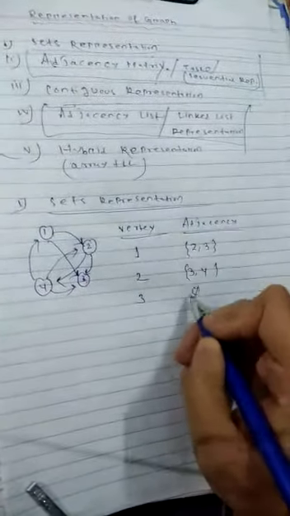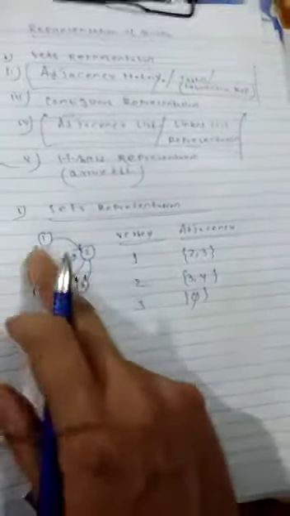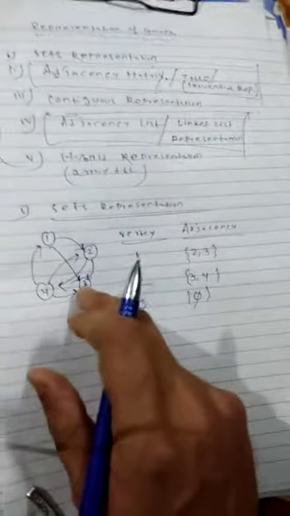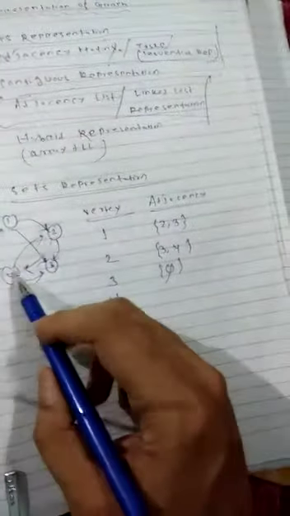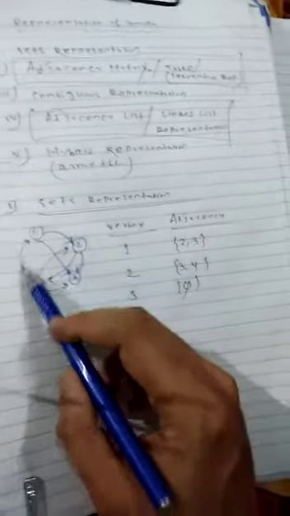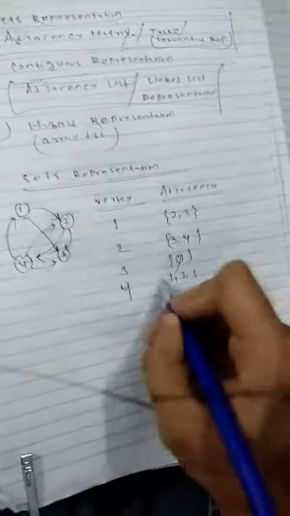That means from 3, what is the adjacency? It has none. If it is undirected, we have to write 1 2 4. But if it is directed, we have to check the edges going out of the node. Similarly for 4, see how many edges are going out. This is 1, this is 2, and this is 3, that is 1 2 3. So this is a very simple representation, set, vertex and adjacency. This is your set representation.